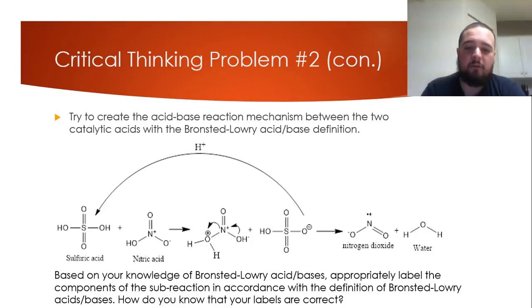So based off your knowledge of acid-bases in regards to Bronsted-Lowry, I want you to appropriately label the components of this subreaction in accordance with the definition presented in Bronsted-Lowry acids and bases. So conjugate acid, conjugate bases, acid, bases. And then I want you to take it a little bit further. Take a few sentences to define why you think these labels are correct. So just something to think about. But definitely get those done and see how it works for you.